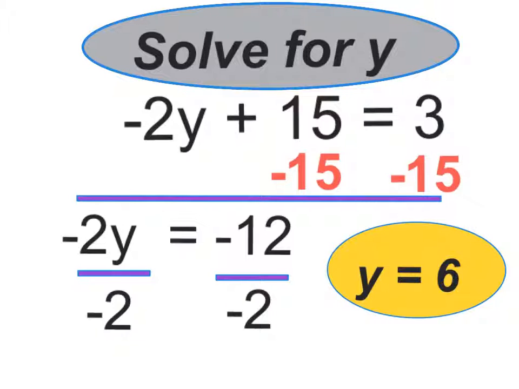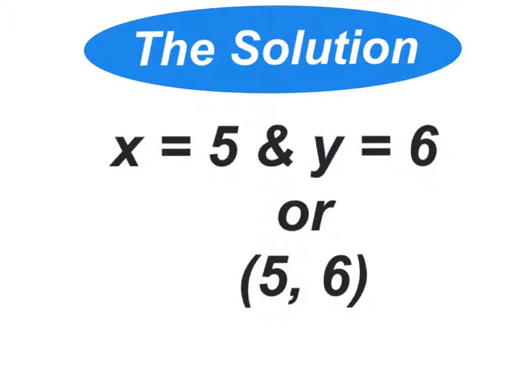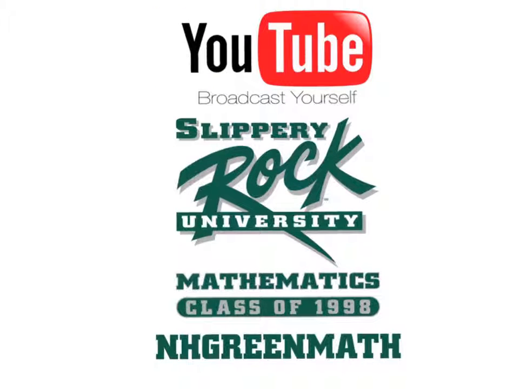Remember, the first time I did this, I eliminated my x's, and I got the y value first, and then I got my x value. This time, I eliminated my y's. I got x first. Now I get y second. And again, same solution as before. X is equal to 5, y is equal to 6. And that's that, folks. That is solving a system of equations using the multiplication method to eliminate. I hope you found this both helpful and informative.